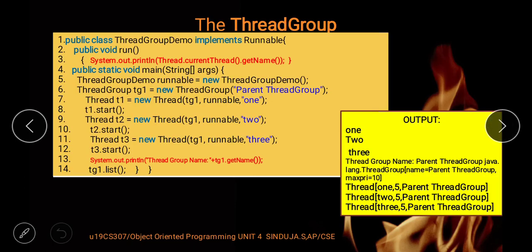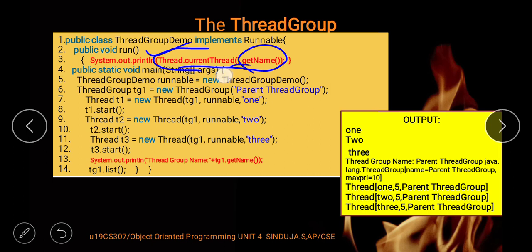So this is the example. See here, the run method I have given. In the run method I have called the Thread class and called the currentThread method, and I'm going to collect the name of the thread. So you can name your thread, right? If I want to know your name, Abdina, I just call your name method. Likewise, if I want to know the thread name, I need to call the getName method.